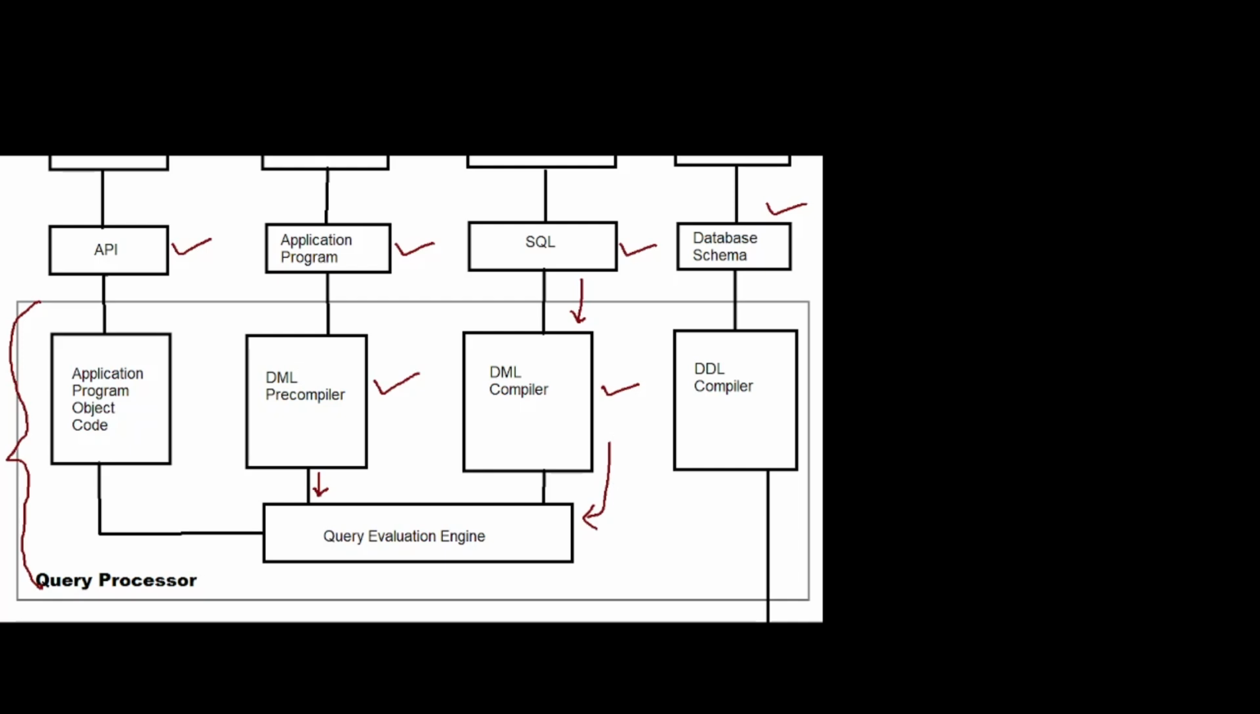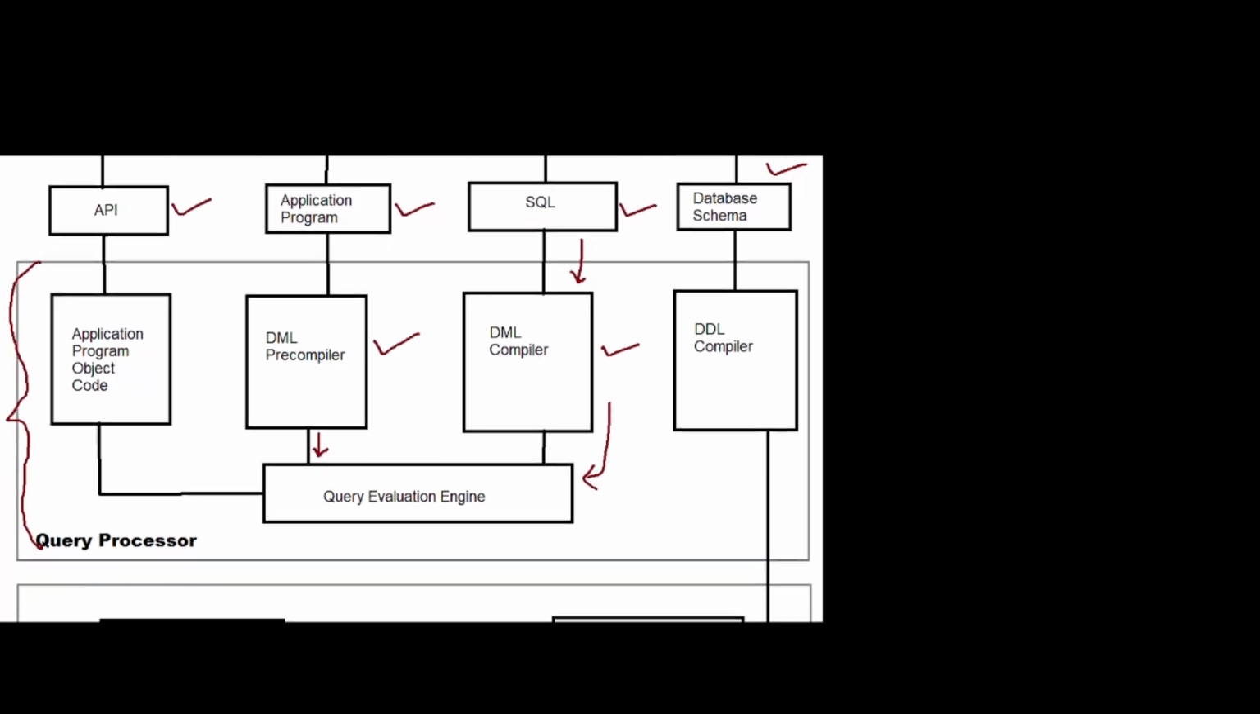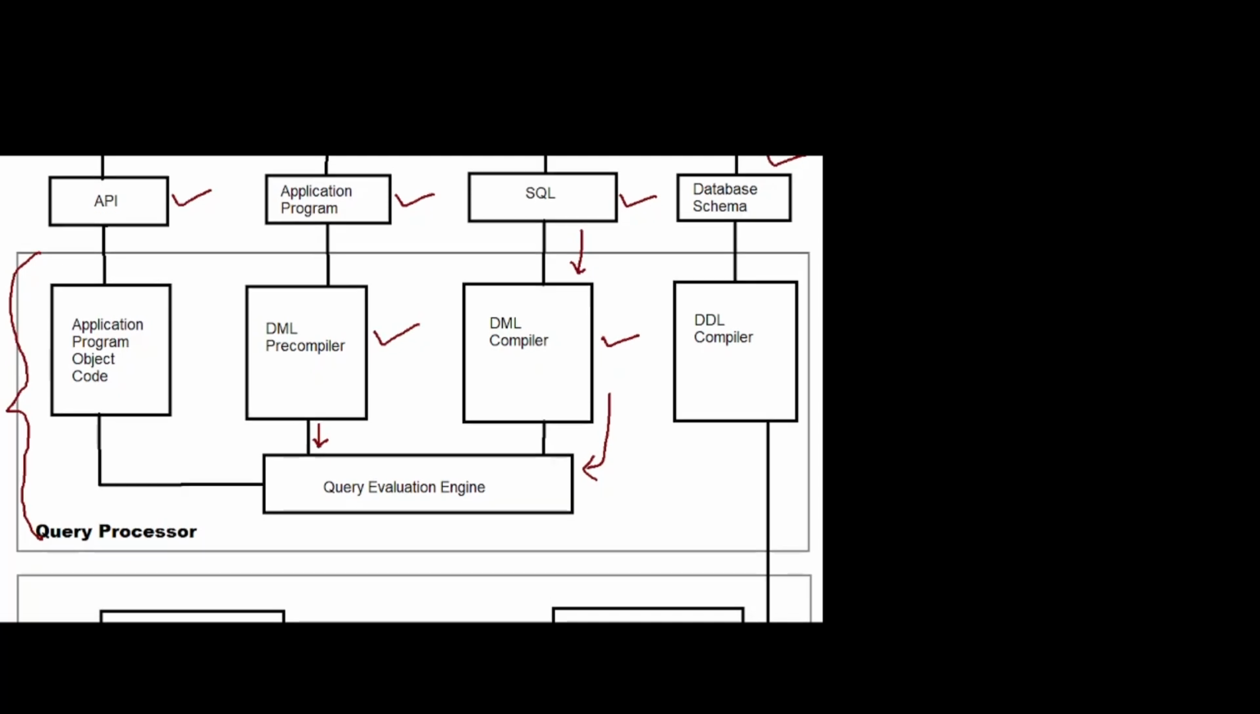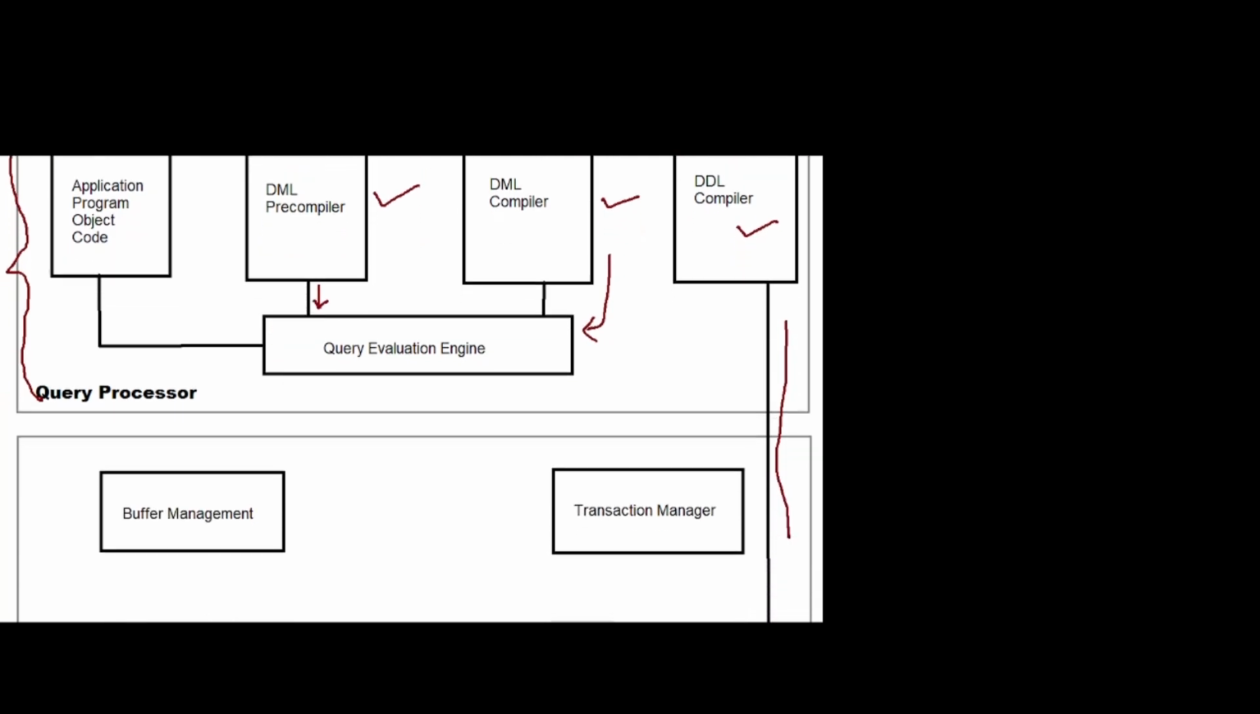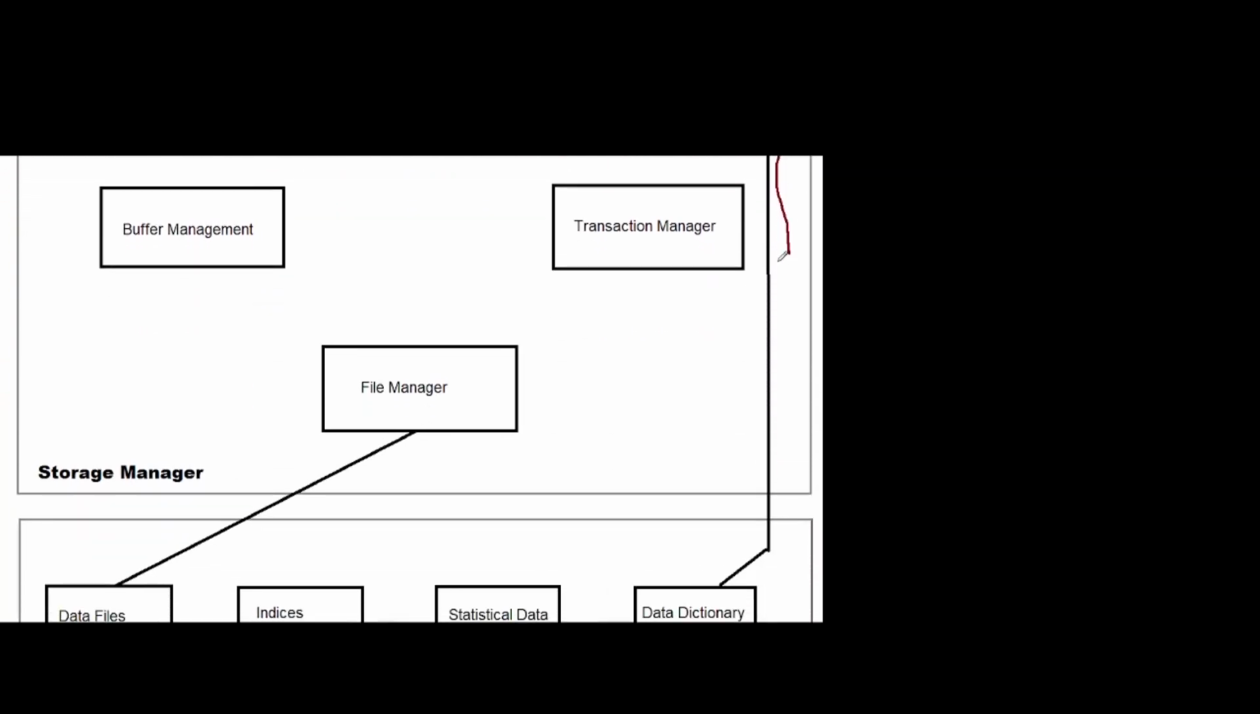The DBA sends database definition commands like create, alter, and drop to the DDL compiler. The DDL compiler processes these commands and updates the data dictionary, which stores metadata about the database, such as table definitions, attributes, constraints, and user privileges.